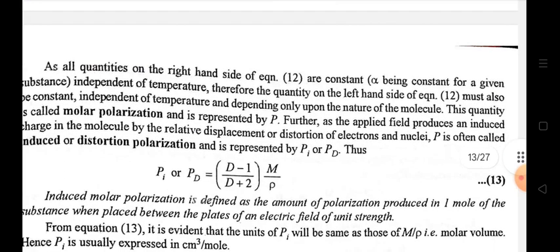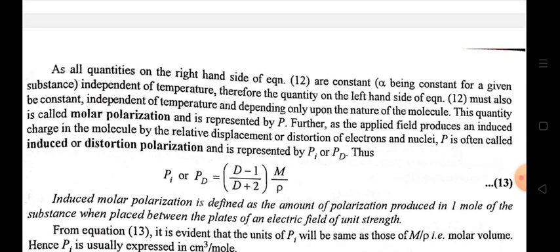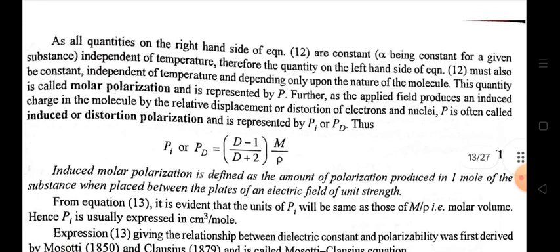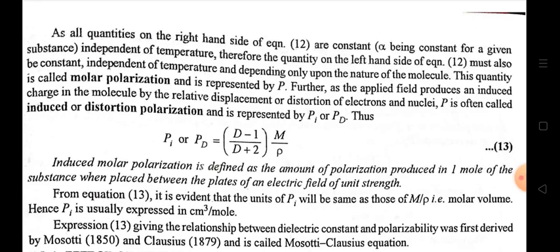As all quantities on the right hand side of equation 12 are constant, alpha being constant for a given substance independent of temperature, therefore the quantity on the left hand side of equation 12 must also be constant, independent of temperature and depending upon the nature of the molecule. This quantity is called molar polarization and is represented by P. Further, as an applied field produces induced charges in the molecule by the relative displacement or distortion of electrons and nuclei, P is often called induced or distortion polarization and is represented by Pi or Pd. Therefore, Pi or Pd is equal to (D minus 1) upon (D plus 2) into m by rho.